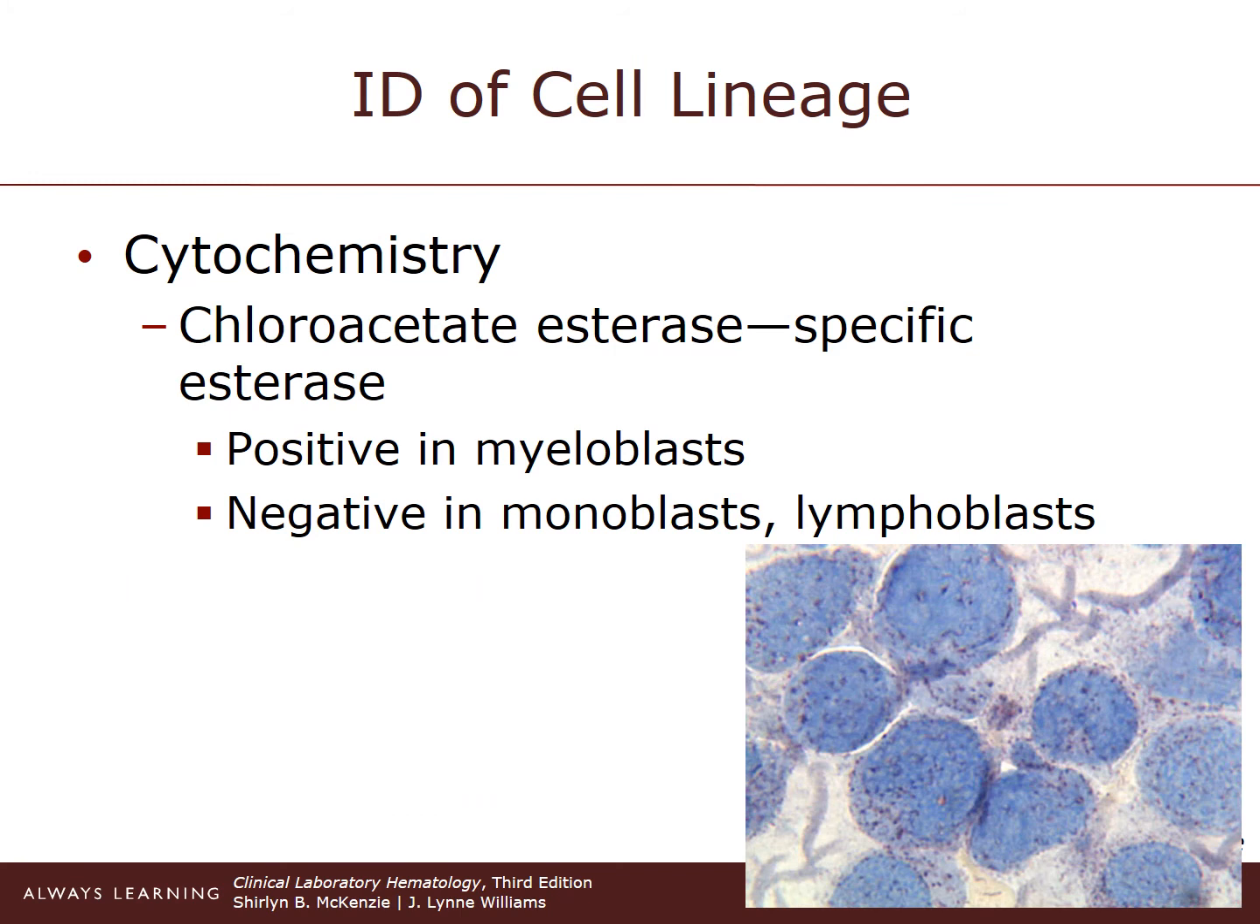Now, when we get into the esterases, specific and non-specific esterases, these are helping to differentiate precursor granulocyte cells from monocytic cells. Here we have chloroacetate esterase, which is a specific esterase, and it's specific for myeloblasts. So you'll see the reddish granules coming up positive in myeloblasts, and then negative in monoblasts or lymphoblasts. So that is another distinguishing factor.